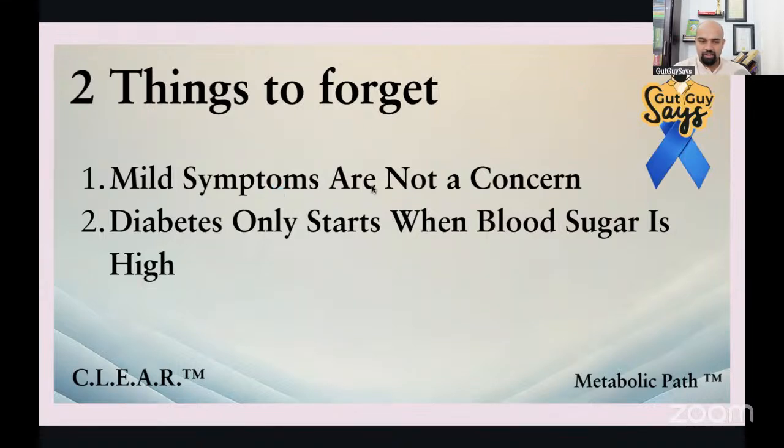It's the first thing. Okay, mild symptoms are a concern. Because if symptoms have started showing, it means it has progressed. If a symptom has appeared, then it is progressing.